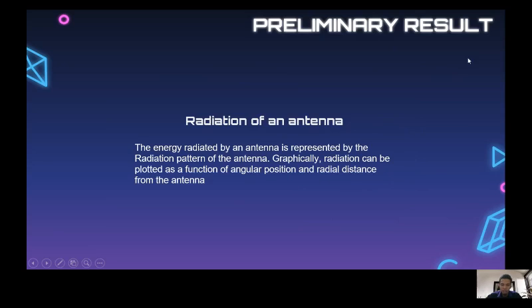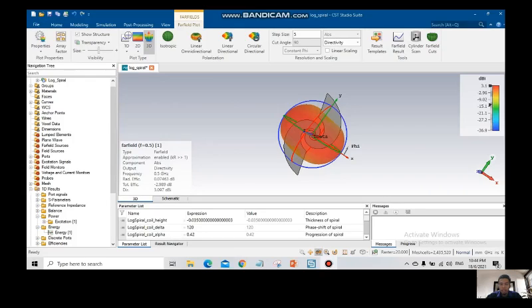Radiation of antenna. The energy radiated by an antenna is represented by the radiation pattern of the antenna. Graphically, radiation can be plotted as a function of angular position and radial distance from the antenna. This is the radiation pattern video that I've recorded earlier to show the radiation efficiency or the radiation pattern of the log spiral rectangle.